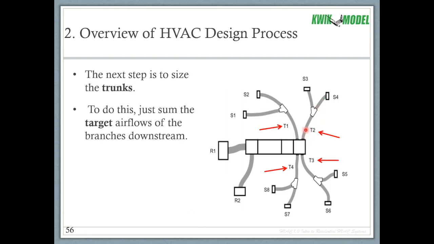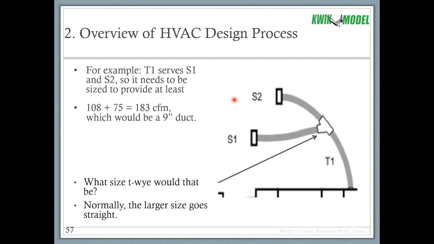The next step is to size the trunks that serve those branches, and that's very easy. If we know the airflow here and we know the airflow here, to determine the airflow here, we just have to add those two together. So let's do that. If we know that S1 is 108 CFM and S2 is 75, we add those together, it's 183. And if we look on our little table, in order to move 183 CFM, we need a 9-inch duct. So that's what T1 is going to be. Trunk number 1 is going to be a 9-inch, and then these will be a 7-inch and a 6-inch.